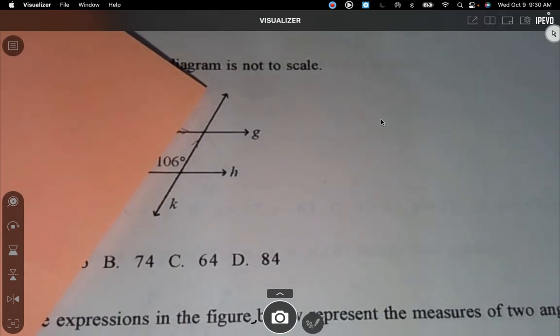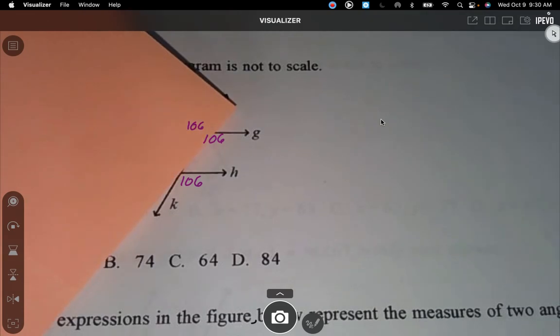So what angles over here on this one are 106? This angle and this angle. Is everybody good with that? Yeah? So that's the first thing. I'm going to start with that side.